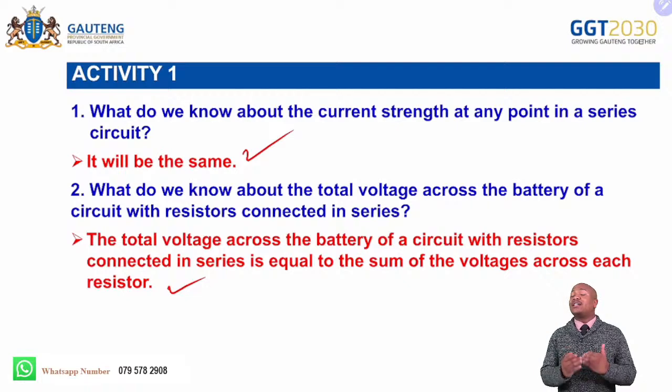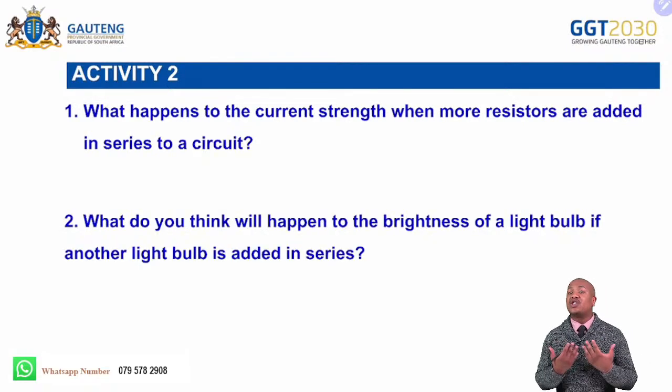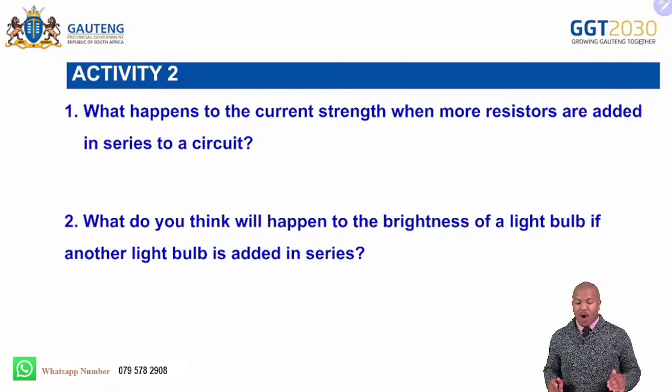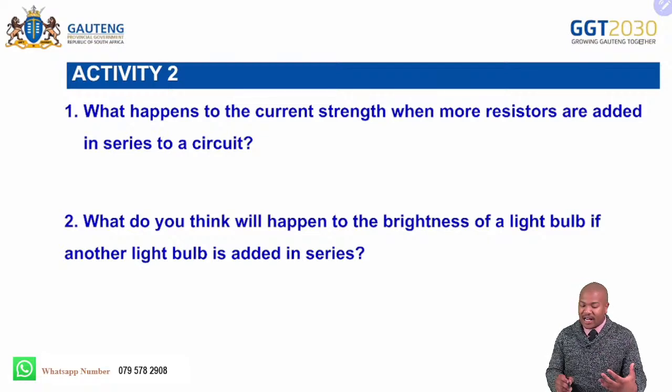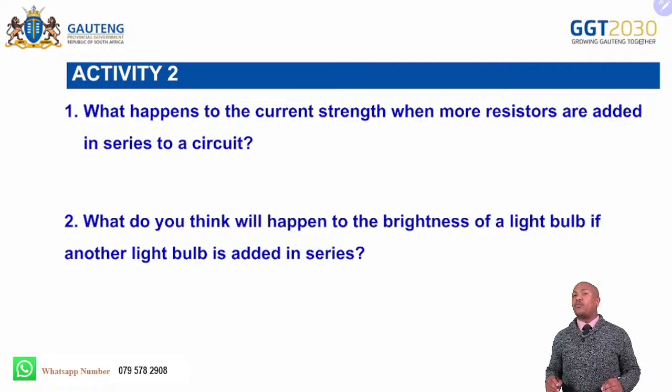Now, I hope you had enough time to copy down the corrections and you are ready for activity 2. Let's look at activity 2. Activity 2 is also 2 minutes. So I'm going to give you 2 minutes, but firstly, let's go through the questions together. Number 1. What happens to the current strength when more resistors are added in a series circuit? And also, number 2. What do you think will happen to the brightness of a light bulb if another light bulb is added in series? That's all that you need to do for activity 2. So don't forget, take 2 minutes quickly, then after that we can recap.